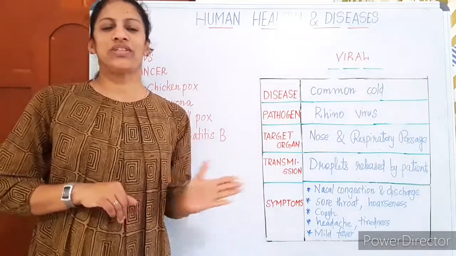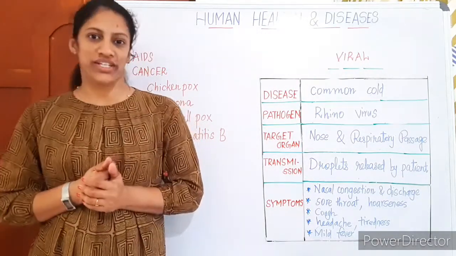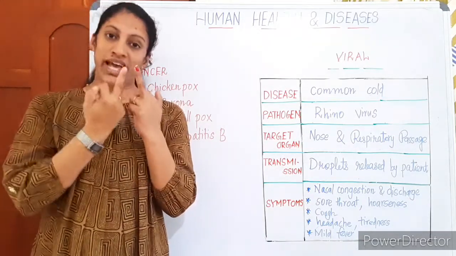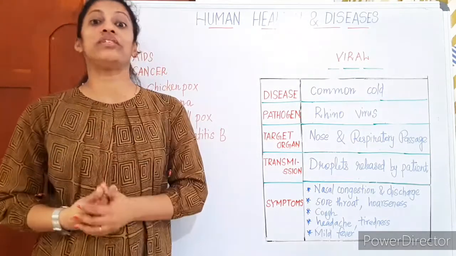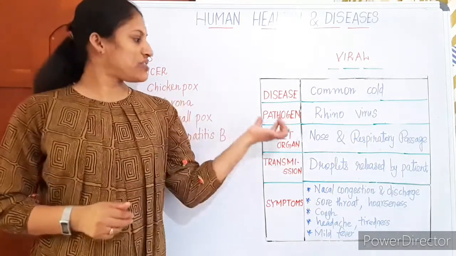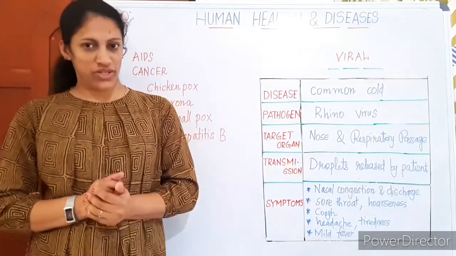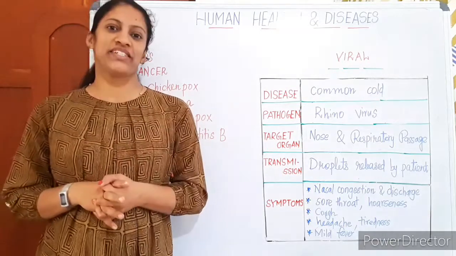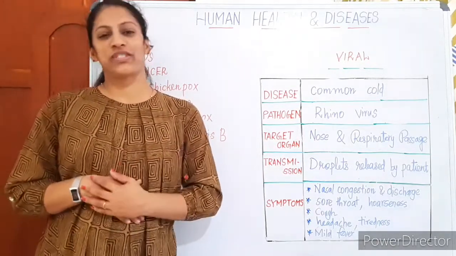So anyway, the common cold is caused by a virus named rhinovirus. What are the target organs of the virus? Where does the virus attack? The virus attacks our nose and the respiratory passage, the nasal passage and throughout the respiratory passage. The target organs are the nose and respiratory passage. And how is it spread? It is a very highly spreading disease, that's why it's so common. How is it spread?